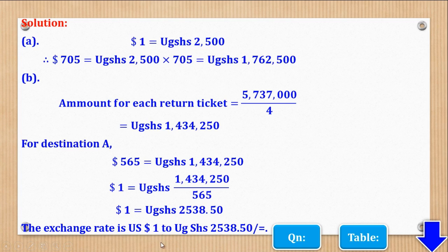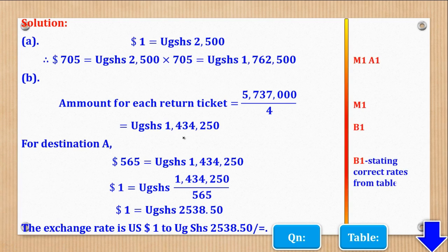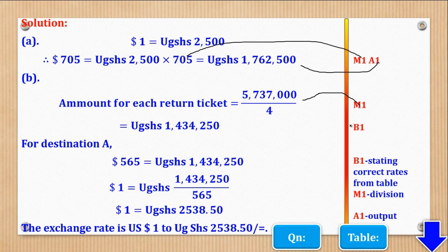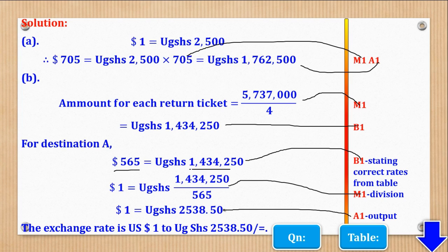Now before we go to the next slide, let's first see how much can be awarded for this slide. So here M1 is for this multiplication, and M1 is for that multiplication, and A1 is for that output. Here M1 is for this division, B1 is for you to get the amount in Ugandan shillings, and B1 is for you to state the correct rates, reading the table correctly to come up with this 565 being equal to that. Then M1 is for this division, and A1 is for the output.